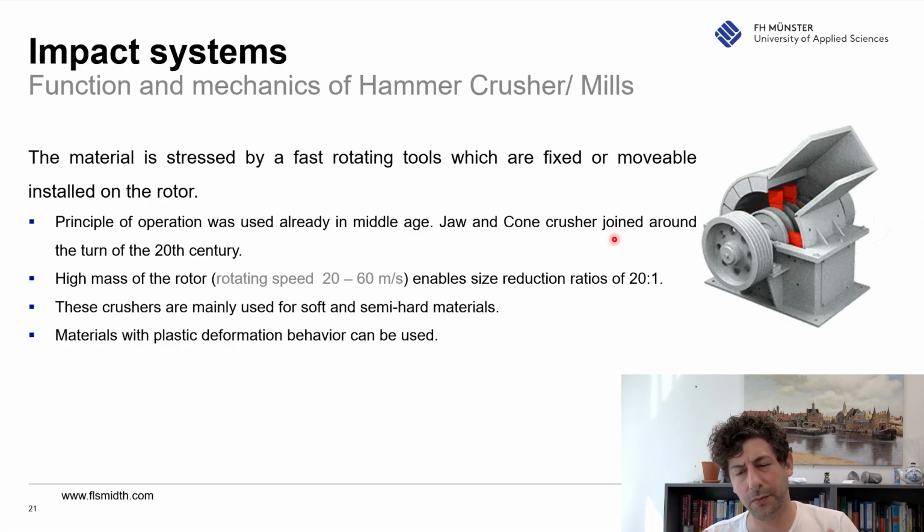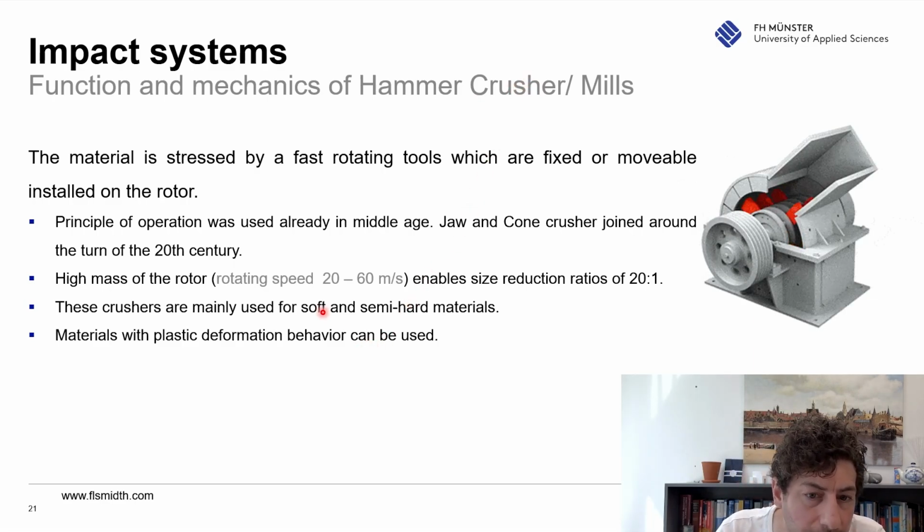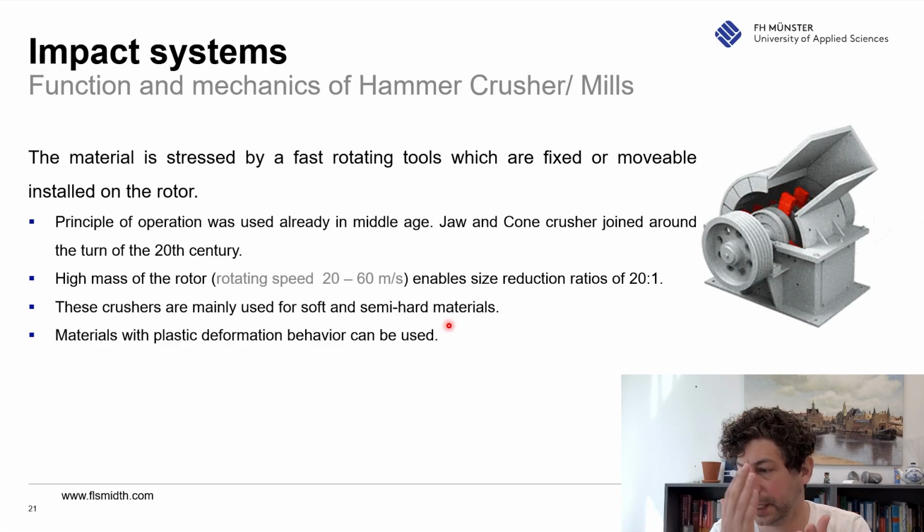Okay, also the different machines can give different final size distributions, and these hammer crushers and hammer mills give you a very large amount of fines. They are mainly used for soft and semi-hard materials because they can effectively destroy them, and materials with plastic deformation behavior can also be used. And it's also good when you have mixed materials where you want to get at the single components. These impact or hammer crushers, hammer mills are very good to use.